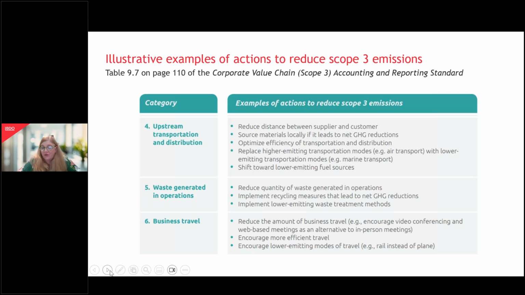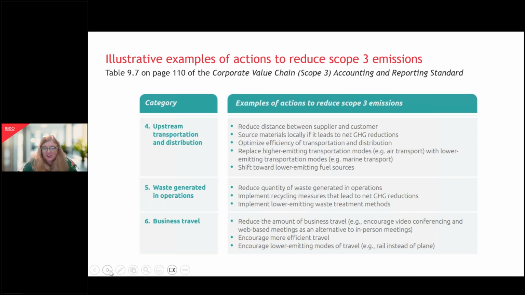Replace higher emitting transportation modes with lower emitting transportation modes. Shift towards lower emitting fuel sources being used in your vehicles, delivery trucks, etc. If you look at waste generated in operations, reduce the quantity of waste generated in operations. Consider recycling measures to reduce emissions and implement lower emitting waste treatment methods. So it's not just reducing your actual emissions, but also reducing the emissions from waste treatment.